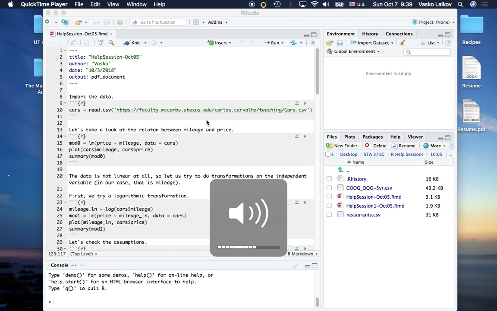Hello, this is a video going over the R Markdown that I presented for the last R Help session on October the 5th. The main topic for this R Help session was transformation, basically showing you how to perform transformations, but also how to interpret them so that you can decide which transformation is the best one for a given model.